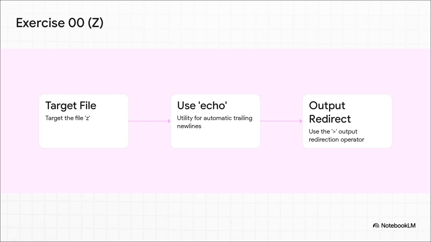The goal here is pretty straightforward. We need to create a file named Z that returns a capital Z followed immediately by a new line character. The actual implementation is just one elegant line, echo Z greater than Z. But why use echo? Well, the echo utility perfectly satisfies our requirement because it automatically outputs your string and tacks on that trailing new line character. There's zero manual formatting required on your end.